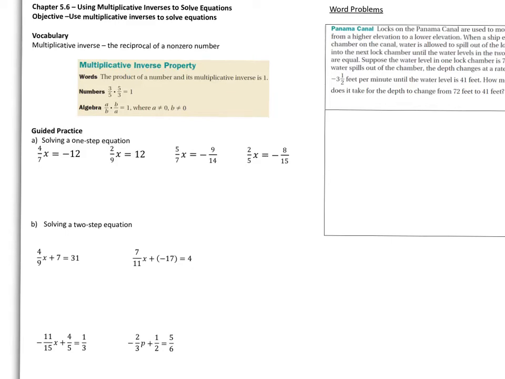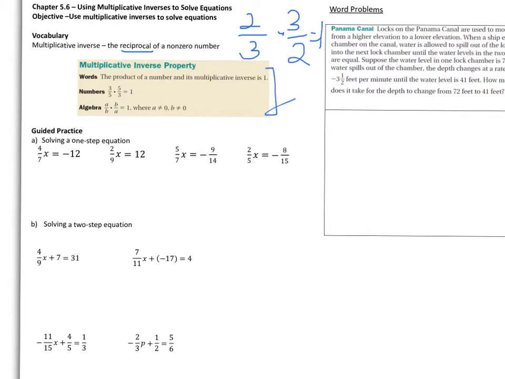5.6. Using multiplicative inverses to solve equations. Multiplicative inverse just means the reciprocal of a non-zero number. So if I give you a fraction 2/3, the multiplicative inverse would just be 3 over 2. Okay? Same thing as the definition of a reciprocal. And the product of 2/3 and its multiplicative inverse would just be 1, as illustrated in this box here.